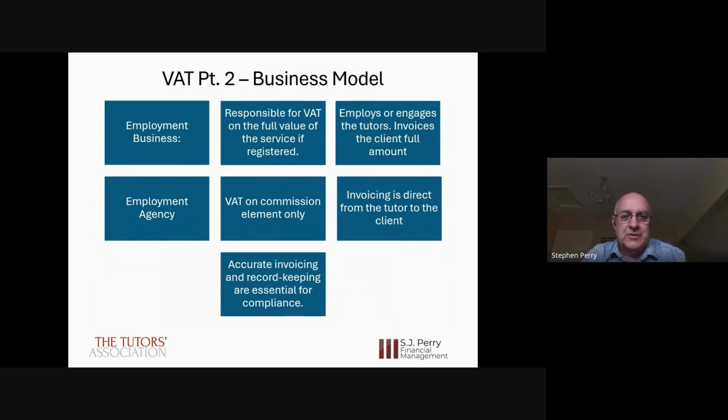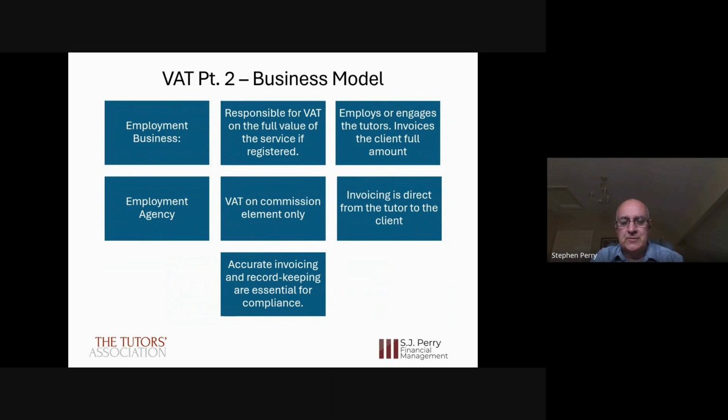I didn't want to go into too much detail on business models, but be familiar with the difference between the employment business and the employment agency. With the employment business, you're charging the customer in full, you're engaging with the client, paying the staff or paying the team members, and then responsible for the VAT on the full element of the service.